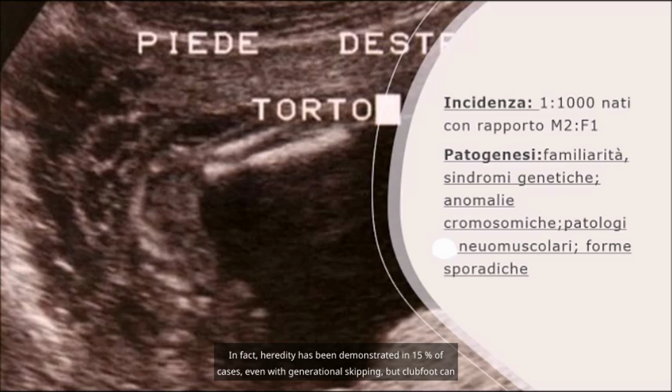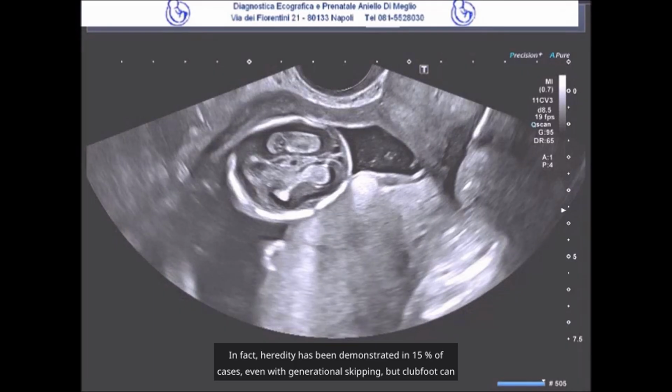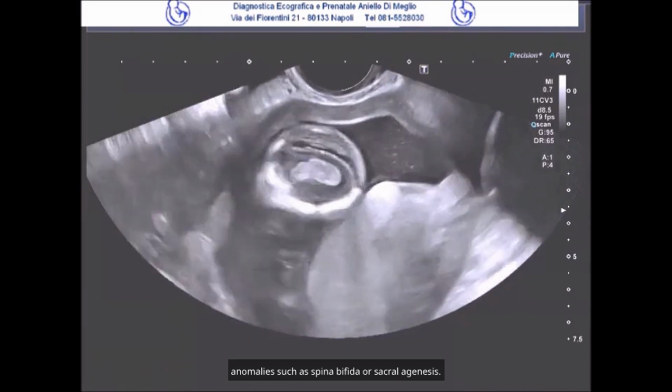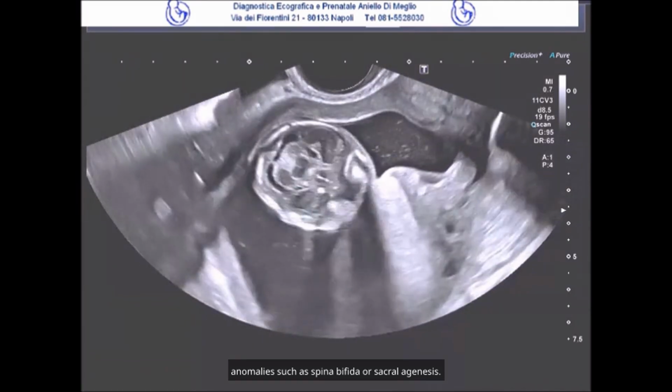In fact, heredity has been demonstrated in 15% of cases, even with generational skipping, but clubfoot can also be linked to chromosomal disorders. In particular, a correlation of up to 4% has been observed with trisomy 18, but also with syndromes that have dominant, recessive, or X-linked transmission, as well as with the presence of additional vertebral anomalies such as spina bifida or sacral agenesis.